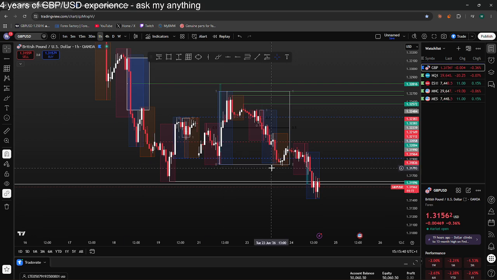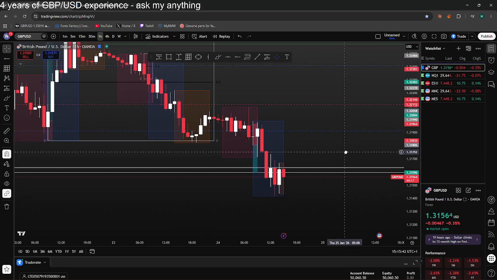That's pretty much it, explaining how I should have taken this losing trade today, which doesn't make much sense, but hopefully that's a good enough explanation for you.